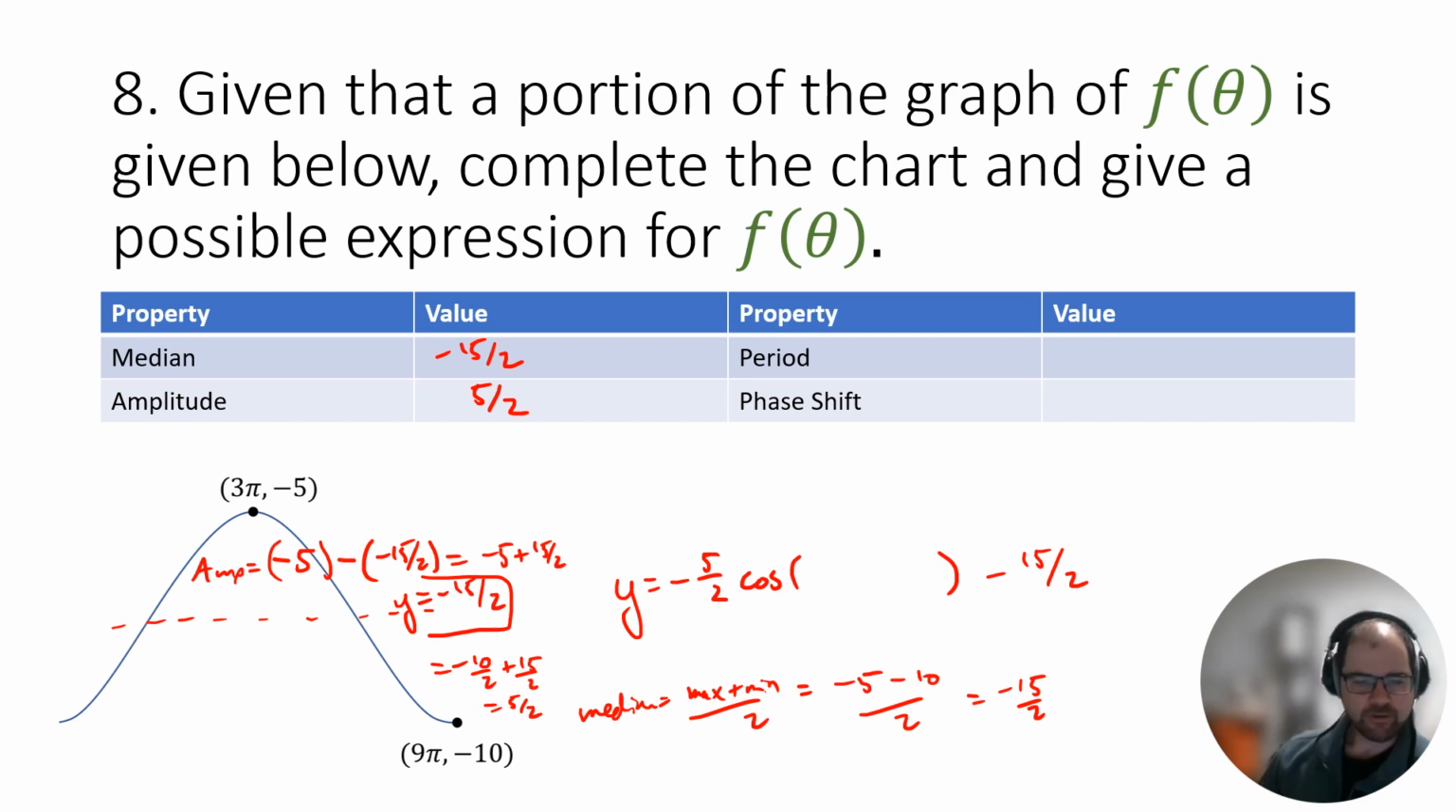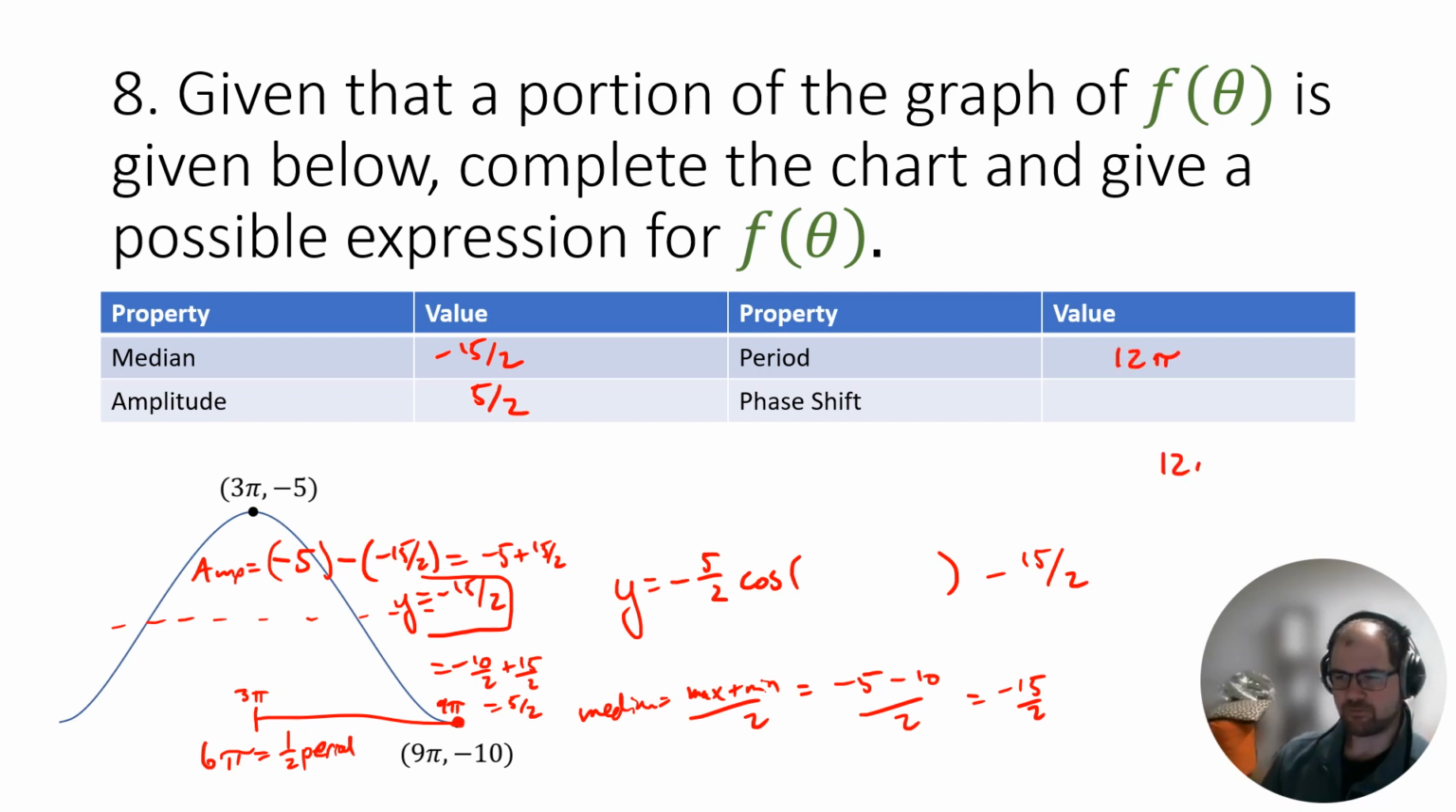As far as our period goes, let's look at our picture. Here the input is 3 pi, and here the input is 9 pi. So from 3 pi to 9 pi, that distance is 6 pi. But that's not a full period, that's half of the period. Multiply both sides by 2, and we get that our period is 12 pi.